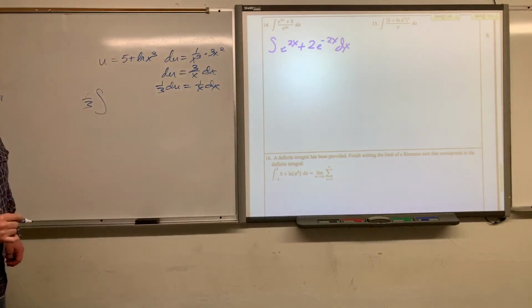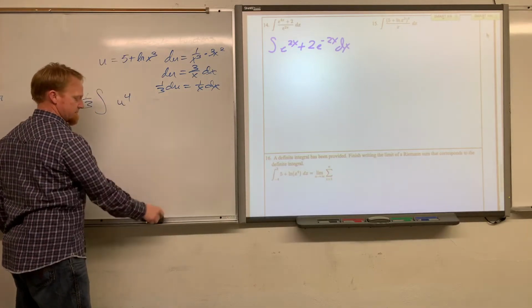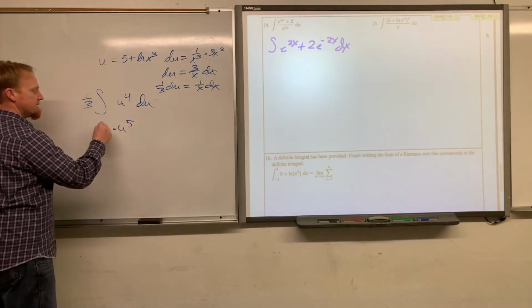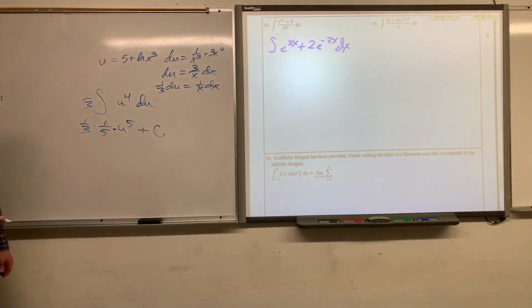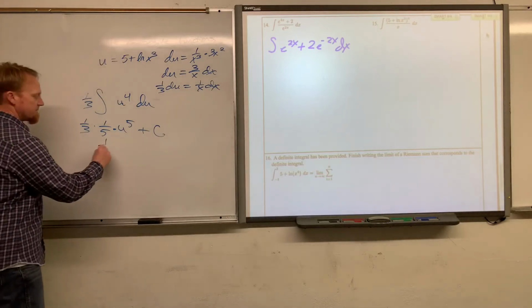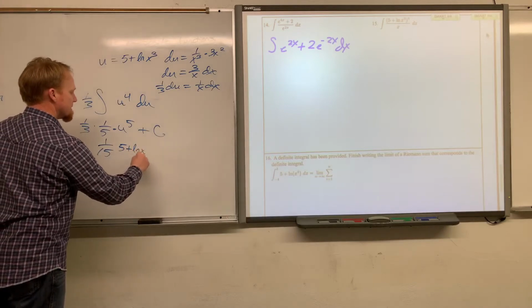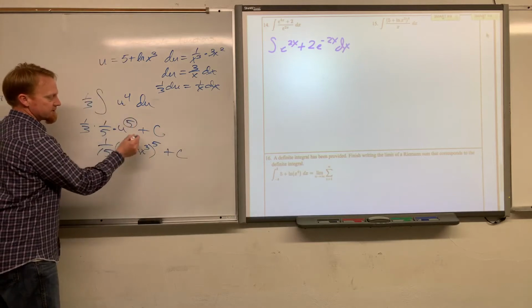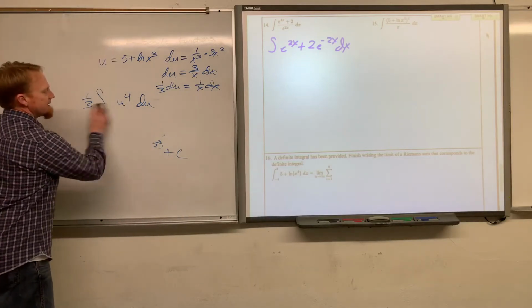So 1/3, that's u to the 4th du. I'm getting ahead of myself. So if I integrate this, that's u to the 5th times 1/5 times the 1/3. Now I've got the plus c. So I have 1/15, and then I have u, which is 5 plus the natural log of x cubed, to the 5th plus c. Again, this is another situation where you might forget that exponent. Don't forget that exponent. Make sure you bring it down. All right, last one.